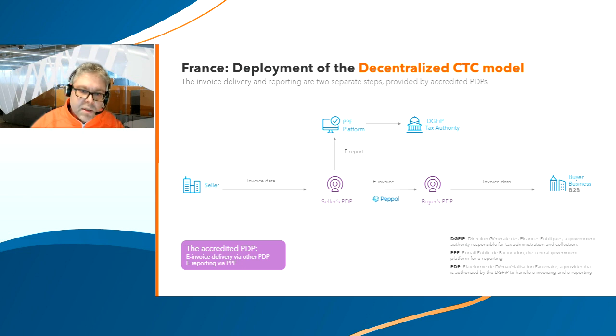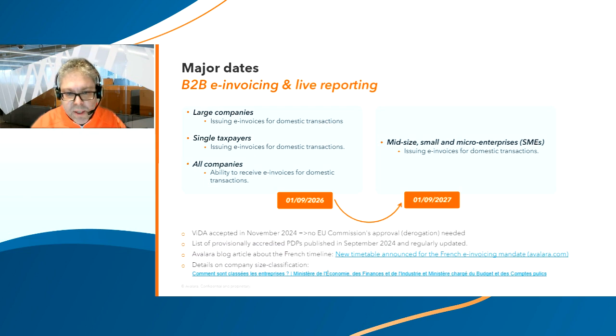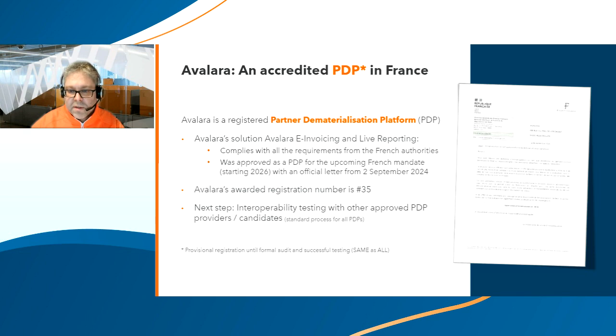Again, on the next slide, I would like to highlight the major dates displayed here, and the following links to the French tax authority, which show the grouping of what is a large company or what is a small company in France. In short, there are 4 categories. There's micro, petite, moyenne, and grande enterprises. At this point, I would also like to mention that Avalara was one of the first accredited PDBs in France.